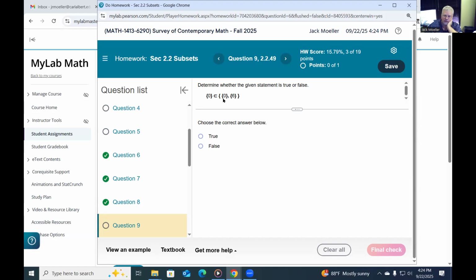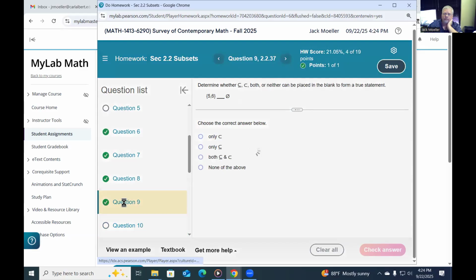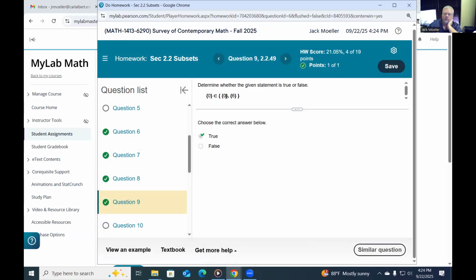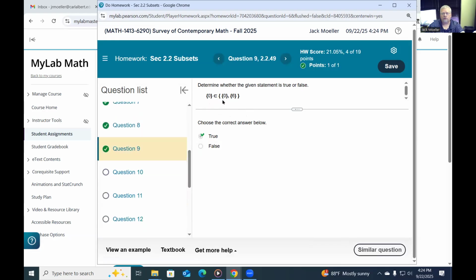So a set can be an element. Let me back up. If the 0 and the 6 were not in set brackets, if it was just the set 0, 6, this would be false because that is a set, and the set is not the same as an element. To be honest, I'm not overly fond of that question. It is a little tricky. That would not make a good test question.